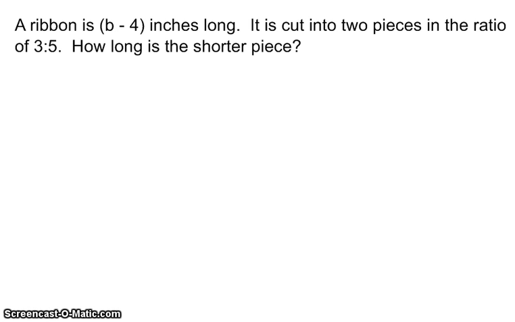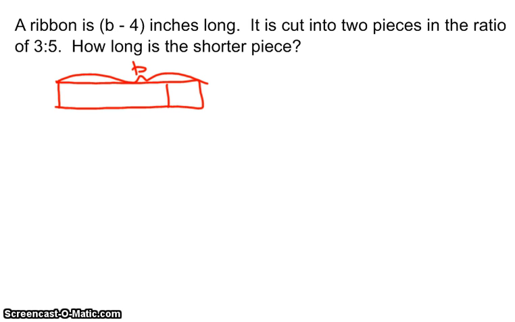Our ribbon is b minus 4 inches long. All right, so I have a b. I'm going to write this a couple ways. So that whole thing is b, and then I lost 4. That's one way I can write it.